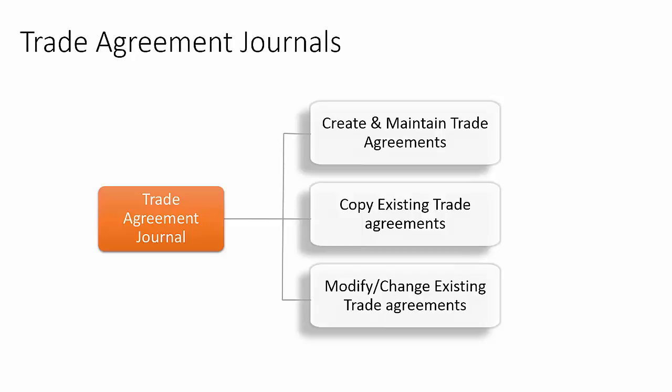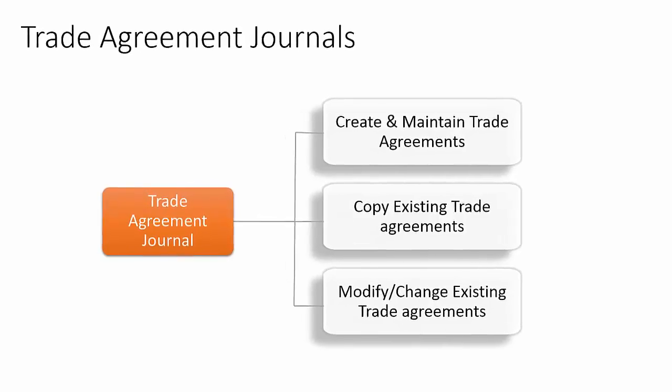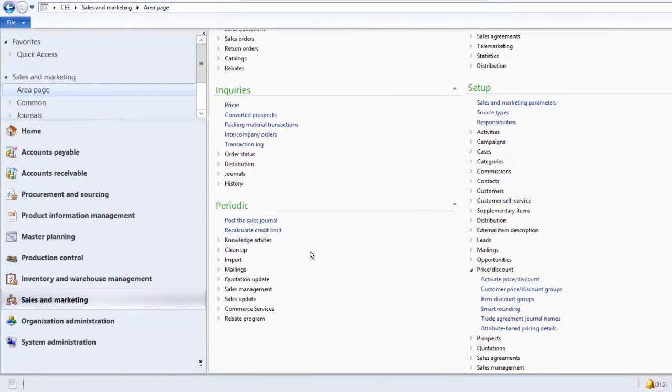Also, you can copy, change the price, and keep existing agreements to use as historical information, so there is a record of the transactions with prior prices. So let us first see how to activate trade agreements for a customer price combination.